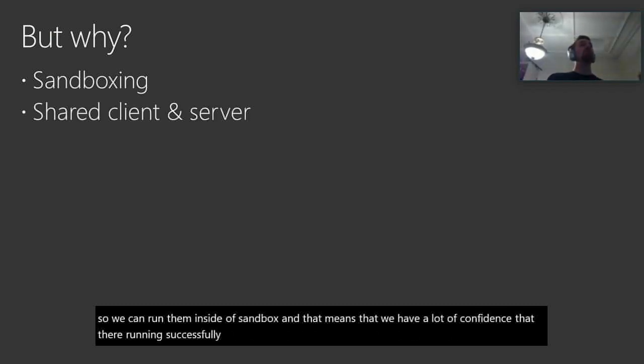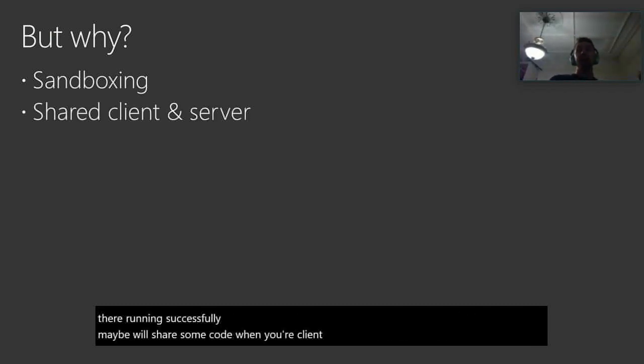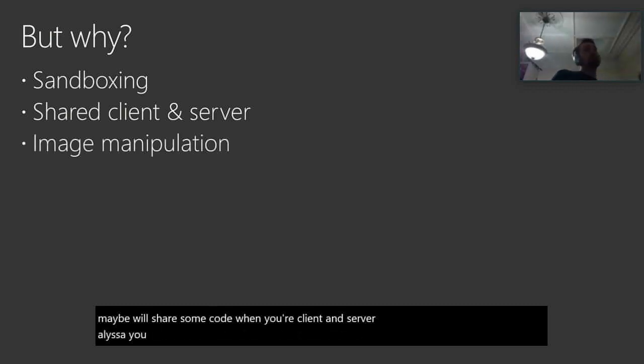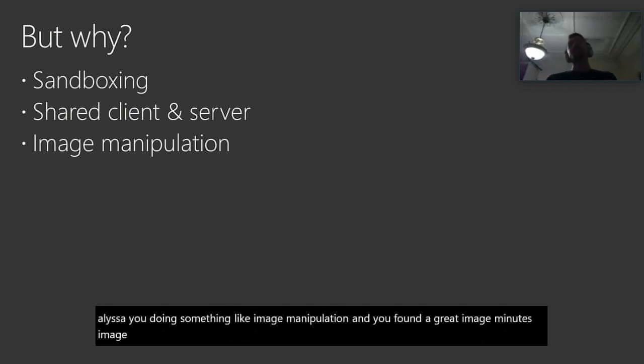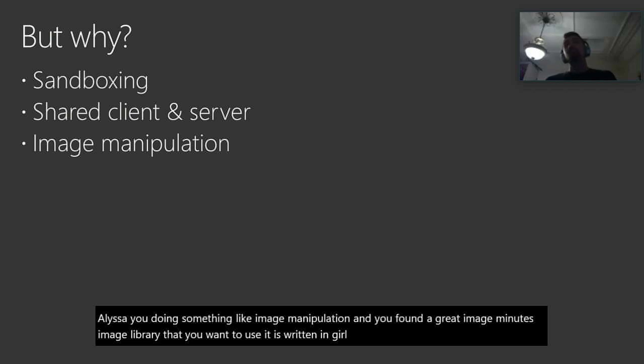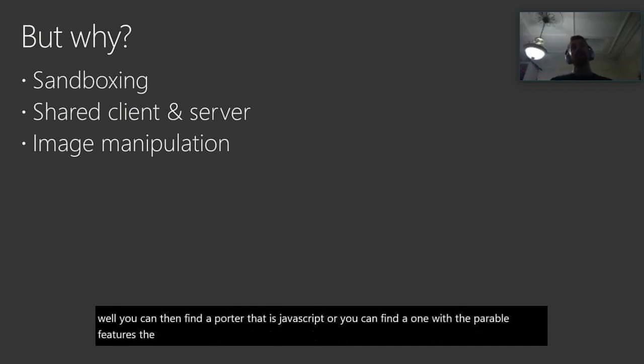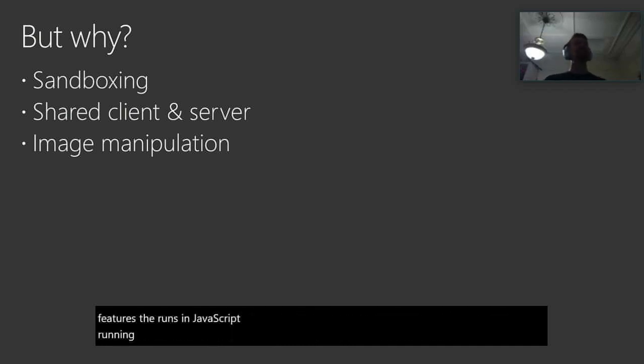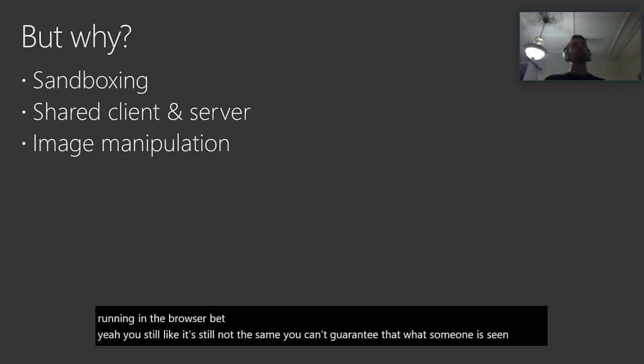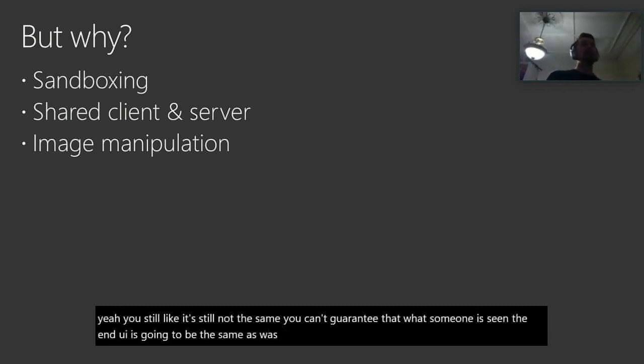Maybe we want to share some code between our client and server. Let's say that you're doing something like image manipulation, and you found a great image library that you want to use, but it's written in Golang. Well, you can then find a port of that to JavaScript, or you can find one with comparable features that runs in JavaScript, and you can run that in the browser, but it's still not the same. You can't guarantee that what someone is seeing in the UI is going to be the same as what's getting output by the back end.